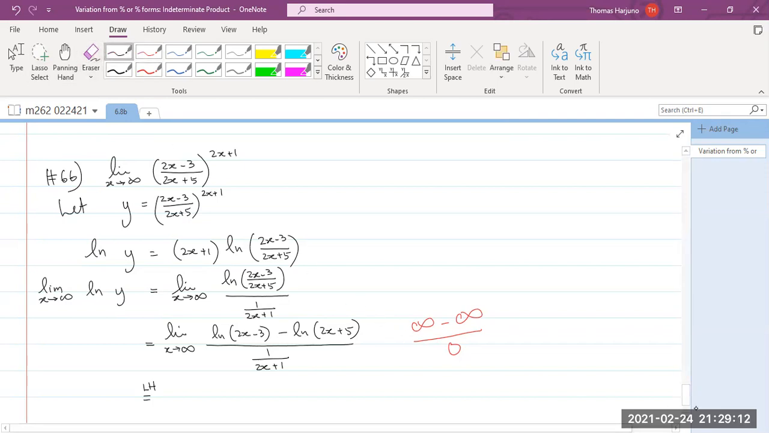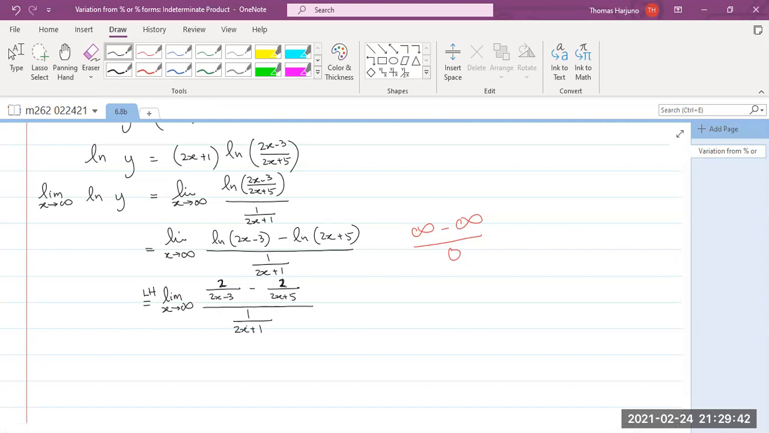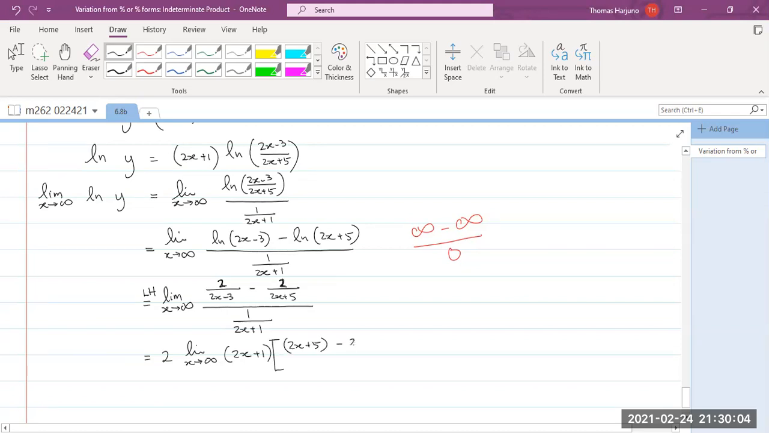So from there, I do L'Hopital's Rule. I will get the limit as x approaches infinity of 1 over 2x minus 3 minus 1 over 2x plus 5, I forget the 2, big over 1 over 2x plus 1. I will factor the 2 out. Okay, and then I will have 2x plus 1 times 2x plus 5 minus 2x minus 3 over 2x minus 3 times 2x plus 5.